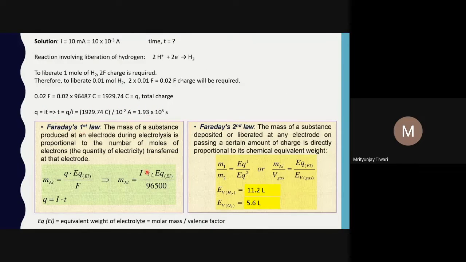There is no error. Now again, the two laws of Faraday. It is also explained here in different sentences, a different way. I have just written it down. Faraday's first law is what? The mass of a substance produced at an electrode, maybe because it is liberated in the form of gas or it is deposited, during electrolysis is proportional to the number of moles of electrons transferred at that cathode.